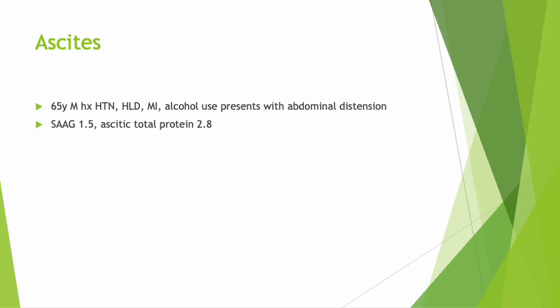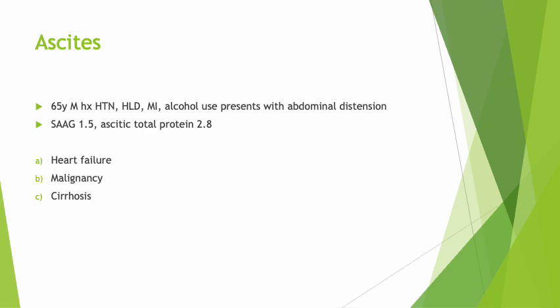So starting off with a case and a question that you might see throughout your question banks, it's a 65-year-old male, history of hypertension, hyperlipidemia, had an MI in the past, and active alcohol use who's presenting with abdominal distension, and you notice that he has a SAAG of 1.5 and an ascitic total protein of 2.8. Don't worry if you haven't done these questions yet, we're about to do it together.